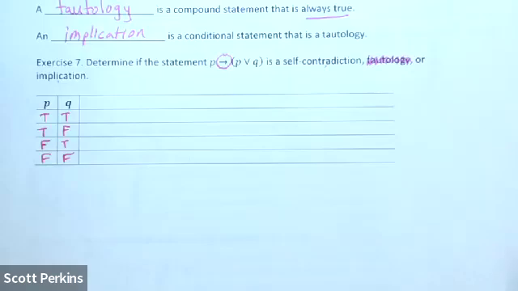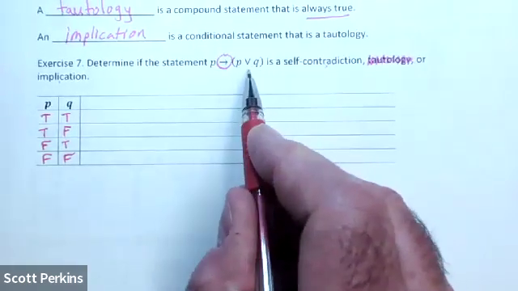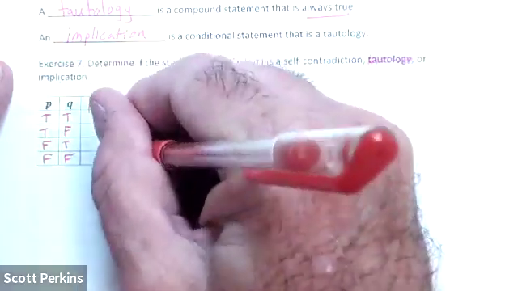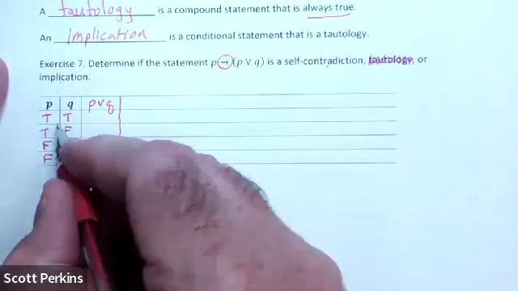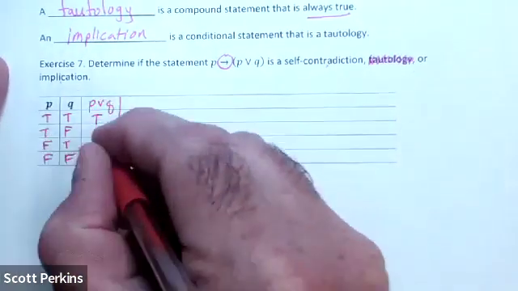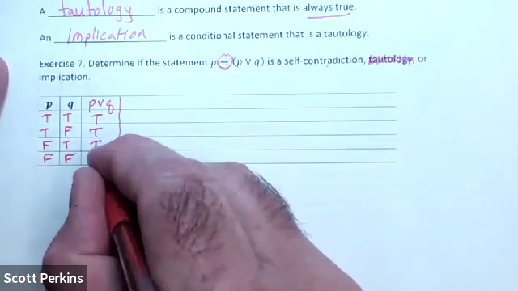All right, so we just need two columns here to determine what this is. So first, I'm going to do a column for the parentheses, the P or Q. That's a disjunction. Disjunctions are true when either one is true. So true or true is true. True or false is true. False or true is true. False or false is false.